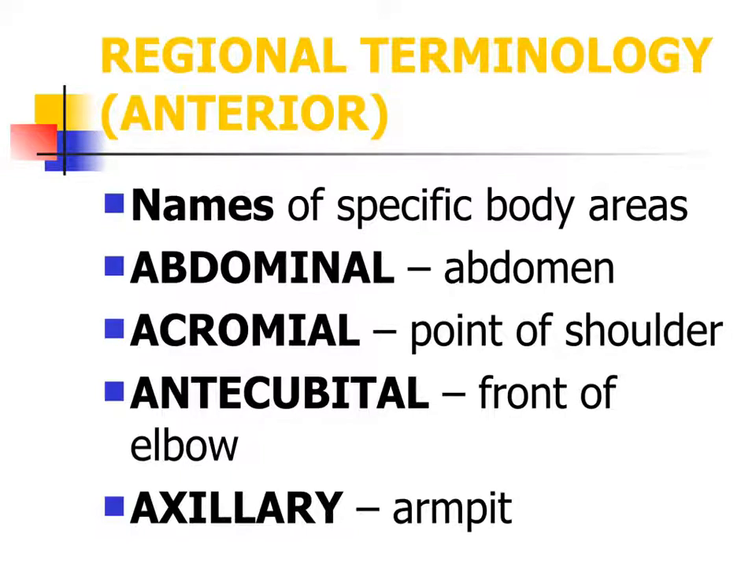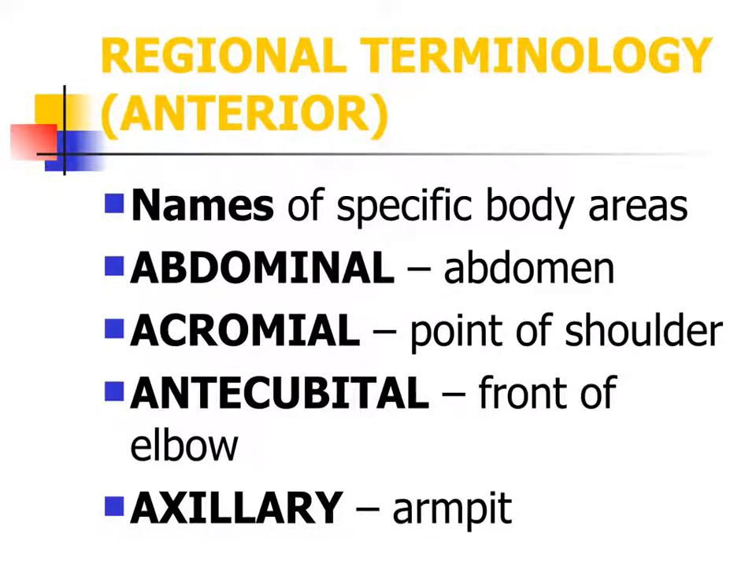The anterior regional terminology are the ones that are in the front of the body, the ones that you could actually see from the front. The first one is abdominal, which is the lower stomach region or lower abdominal region around the intestine. Acromial is the point or the bony portion of the shoulder. Antecubital is the front of the elbow.